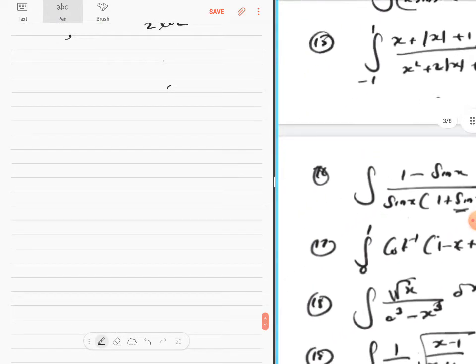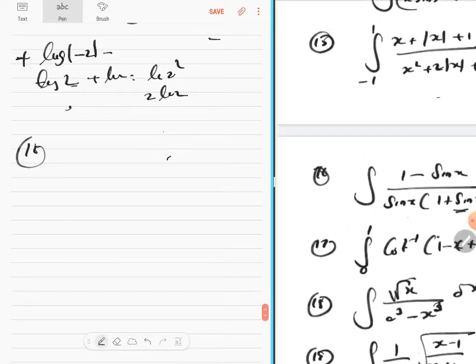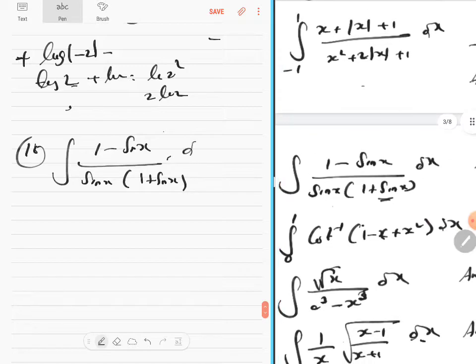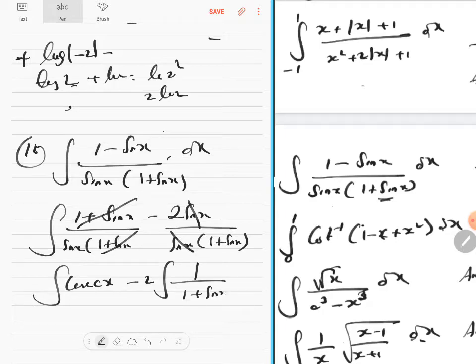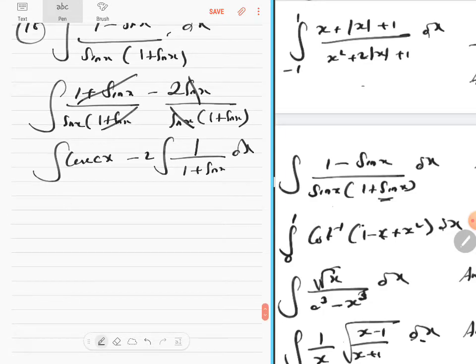So, let's go to the next question, which is the 16th question: integral of 1 minus sin x by sin x into 1 plus sin x, into dx. You know what I can do? I can write 1 plus sin x minus 2 sin x by sin x into 1 plus sin x. If I do this, 1 plus sin x will get cancelled. This itself is cosecant x, which is direct integration. And sin x and sin x get cancelled, leaving 1 by 1 plus sin x, which can be rationalized.